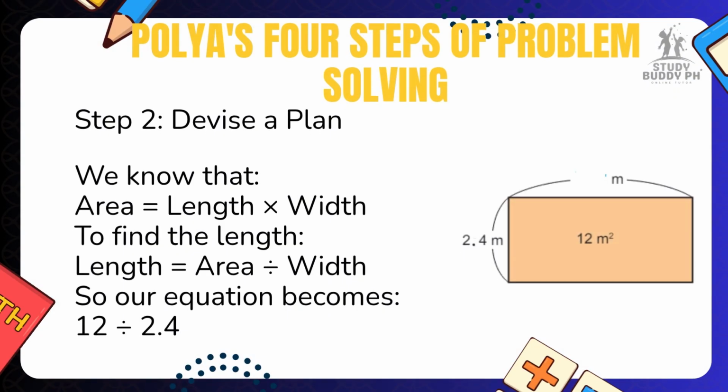Step 2. Devise a plan. We know that area equals length times width. To find the length, length equals area divided by width. So our equation becomes 12 divided by 2.4.